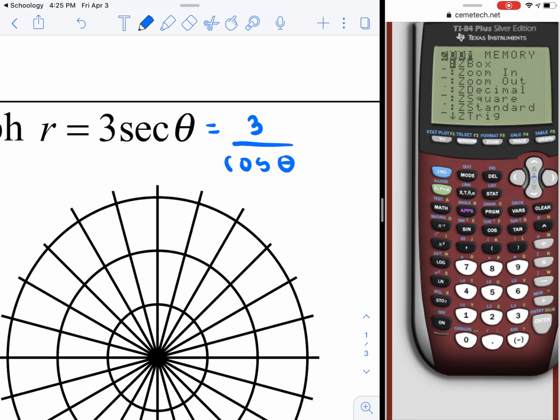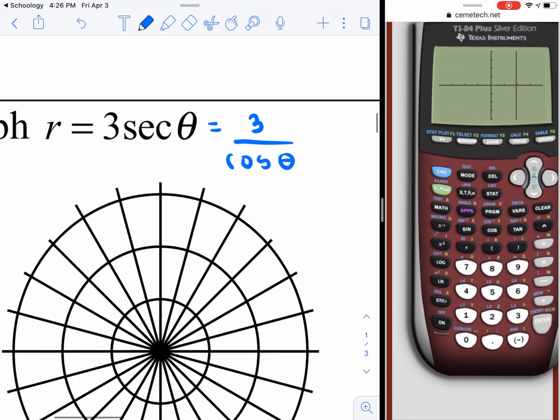Before you graph, go to your zoom. The best window to use for these is Zoom Trig. Otherwise, you're going to see the graph gets distorted. Zoom square is sometimes good, but I would go zoom trig because it really sets the window nicely.